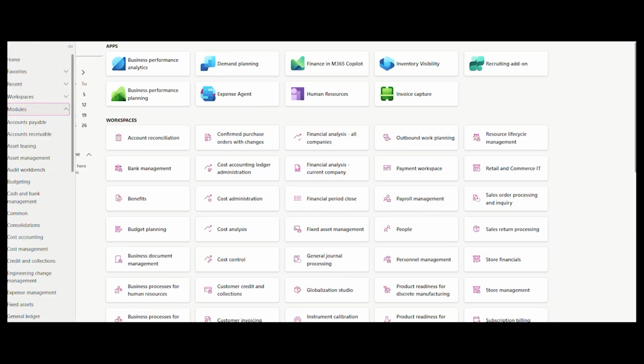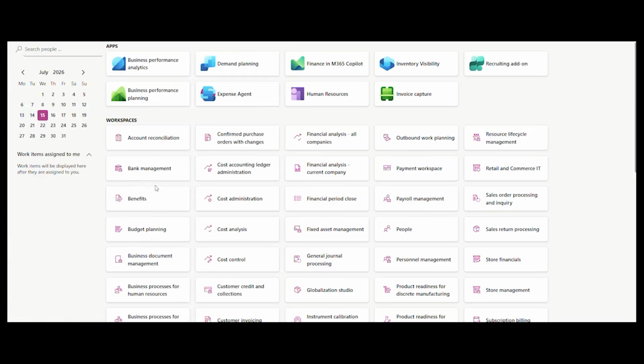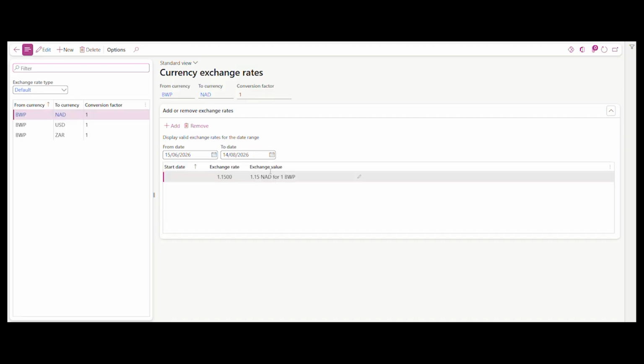In the currency exchange rate master, first there is the fixed exchange rate between the two currencies. In this example, I'm just going to show the Pula to ZAR currency. Pula is our local accounting currency and ZAR is the foreign currency. There we have a fixed exchange rate of one.